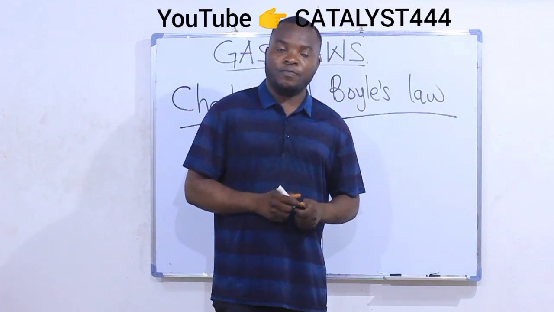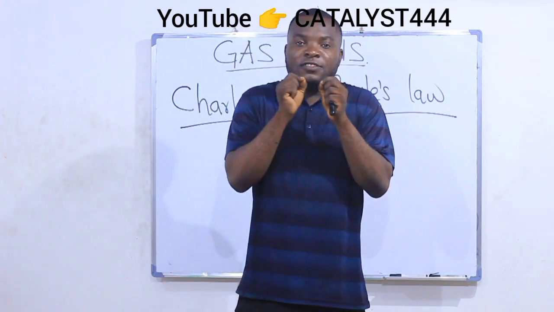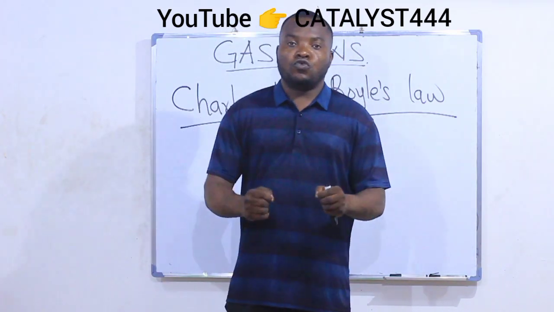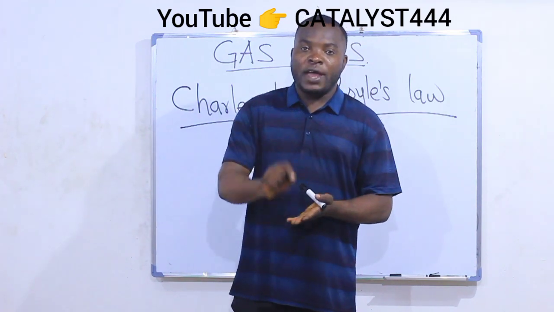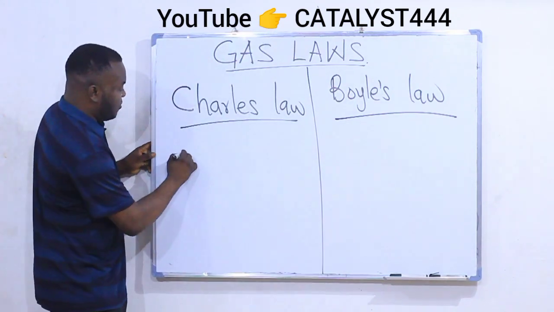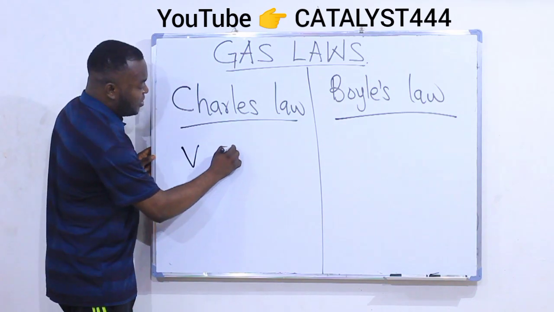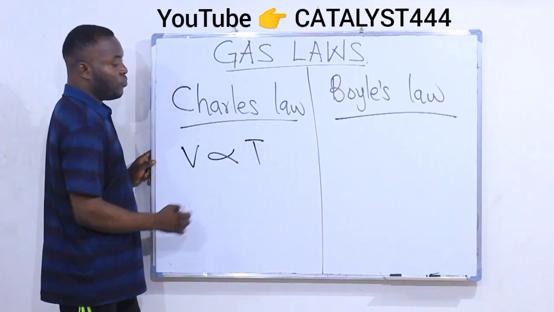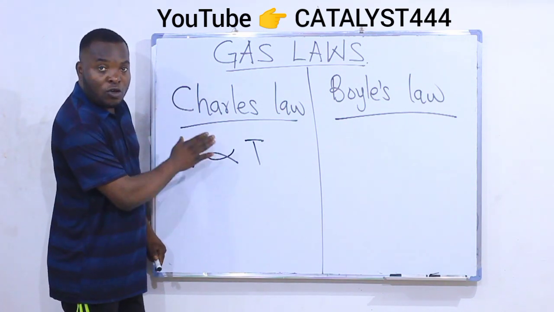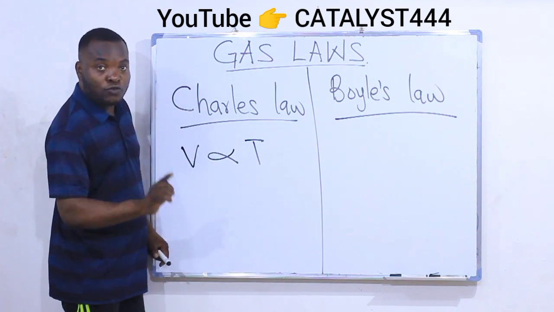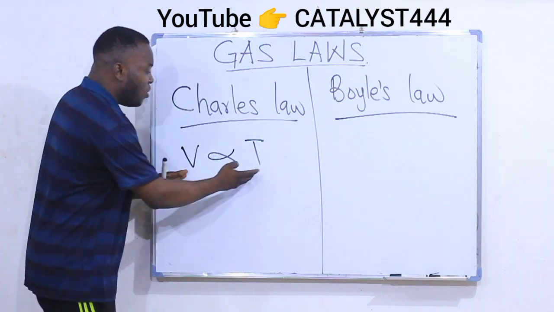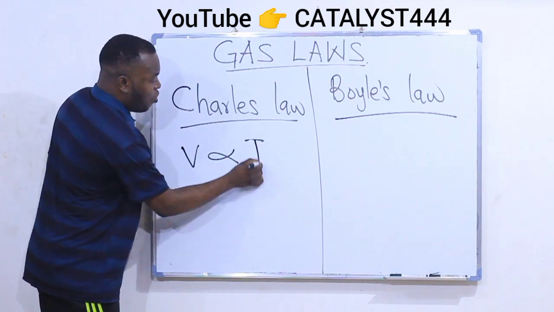And what is Charles' law saying? Charles' law states that the volume of a given mass of gas is directly proportional to the temperature when pressure is kept constant. That means Charles' law is stated under isobaric condition. Isobaric means constant pressure. Now let's work on this law of Charles.